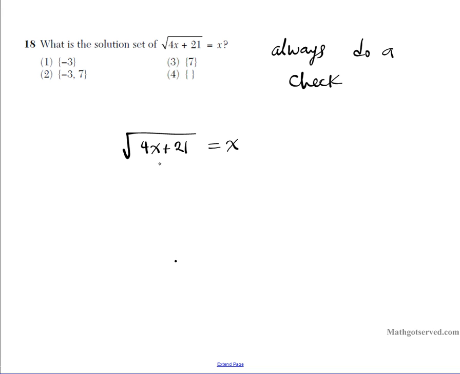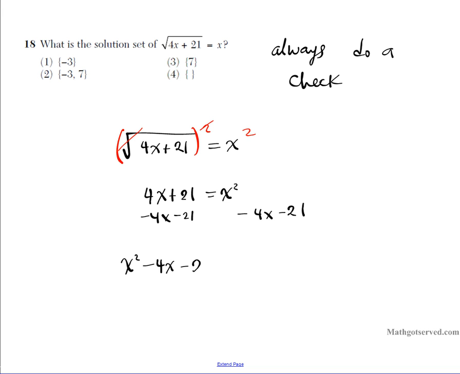Okay, so let's see. I want to get rid of the square root. The opposite of square root is square, so I'll square both sides. You square this side and square that side. Square and square roots cancel out. On the left side, you're going to have 4x plus 21 equals x squared. I want to write this as a quadratic equation. A quadratic equation in standard form has to be equal to 0. So I'm going to move these terms to the right, subtract 4x, subtract 21, and then subtract 4x, subtract 21. That will put my quadratic equation in standard form. So I'm going to have x squared minus 4x minus 21 equals 0.